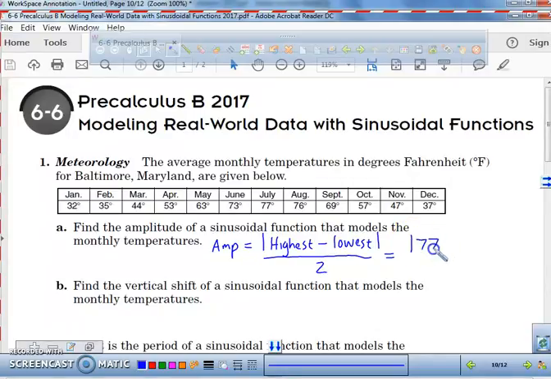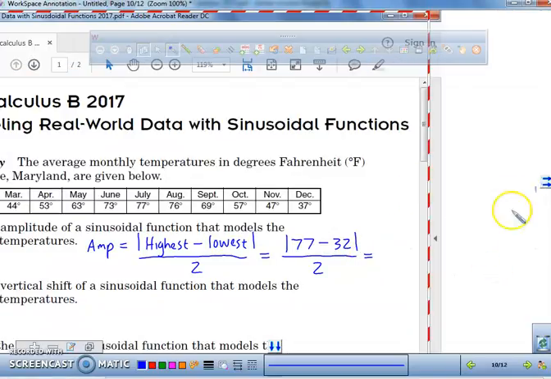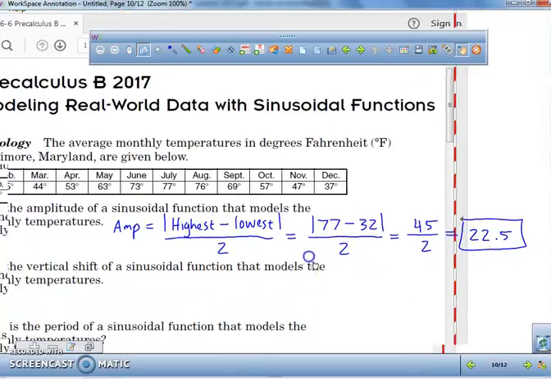77. What's our lowest number? 32. Subtract those. All right? And let's think about this. We get 45 over 2. So that becomes 22.5. That's our amplitude. Our amplitude is 22.5. All right, let's go back over here.